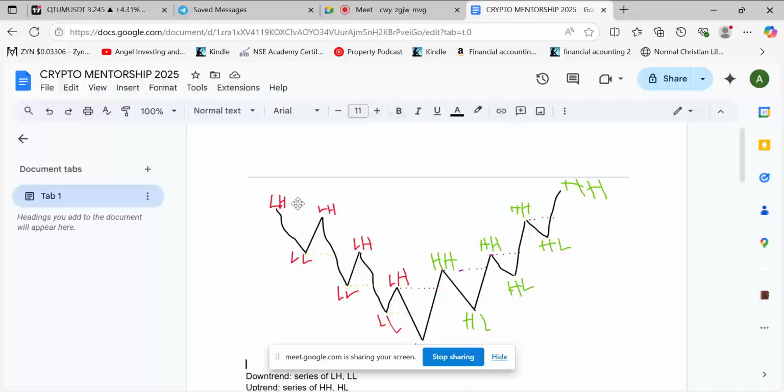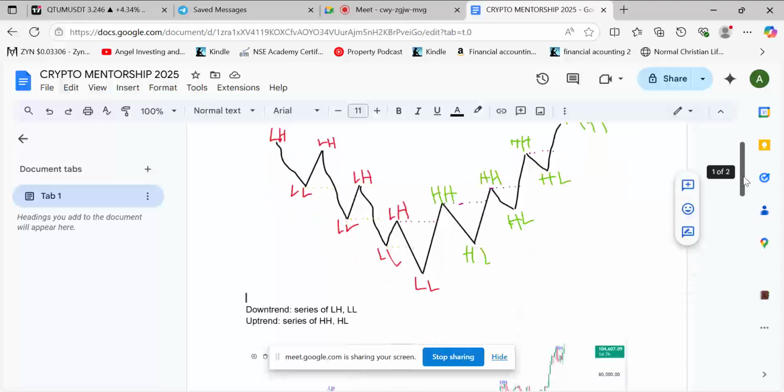So now this is how the market moves. It moves in a zigzag format. So when the market is going down, it's a downtrend, and when it is going up, it is an uptrend. You can see that in a downtrend we are having a series of lower high, lower low, lower high, lower low, like that. While in an uptrend you are having a higher high, higher low, higher high, higher low, like that.